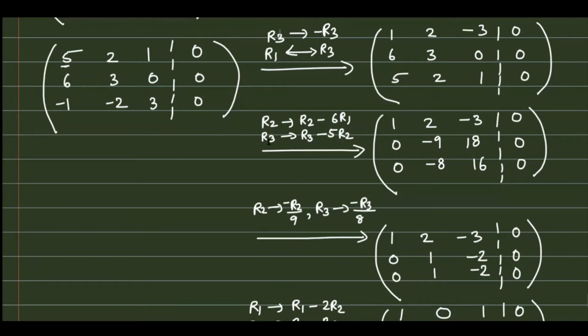The next elementary transformation that we use is R2 becomes R2 minus 6R1 and R3 becomes R3 minus 5R1. So the new matrix is [1, 2, minus 3, 0; 0, minus 9, 18, 0; 0, minus 8, 16, 0]. And the next elementary transformation we use is R2 becomes minus R2 by 9 and R3 becomes minus R3 by 8. So the new matrix is [1, 2, minus 3, 0; 0, 1, minus 2, 0; 0, 1, minus 2, 0].